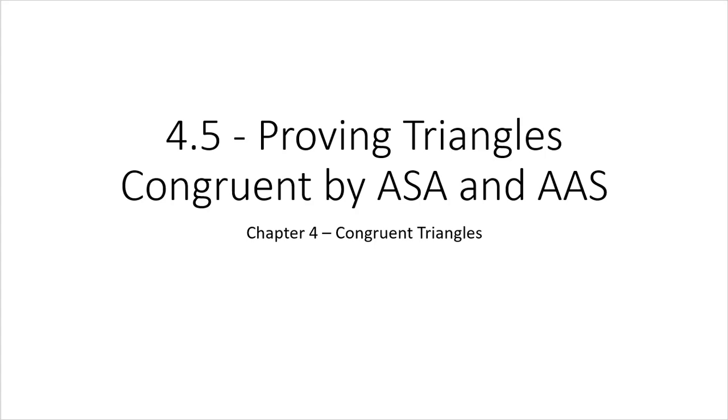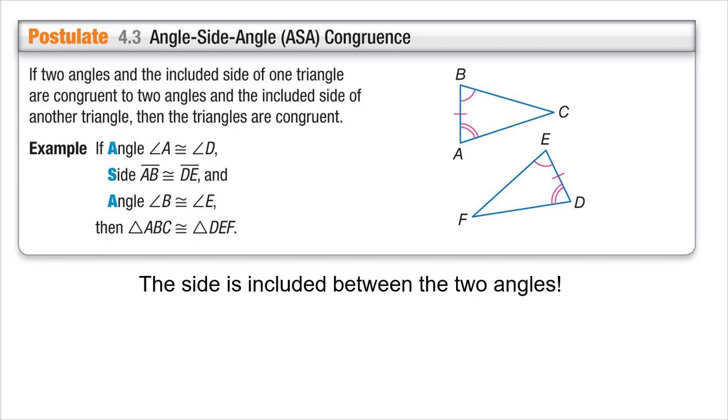Today we're going to be talking about proving triangles congruent by angle, side, angle, and angle, angle, side. So, two more ways to prove our triangles are congruent. Our angle, side, angle. And again, notice this is a postulate. And remember, we're never going to be using 4.3. We're going to be saying angle, side, angle.